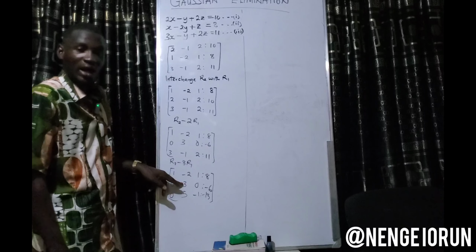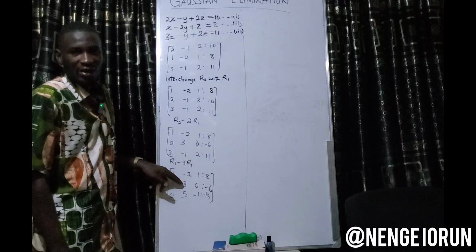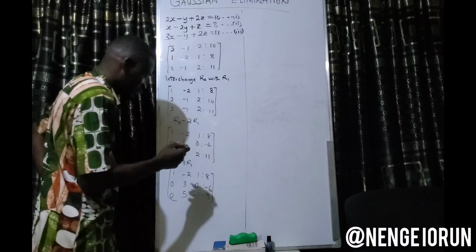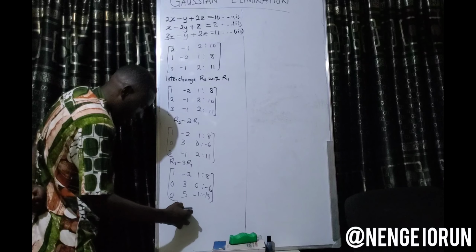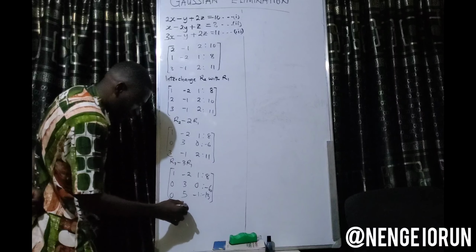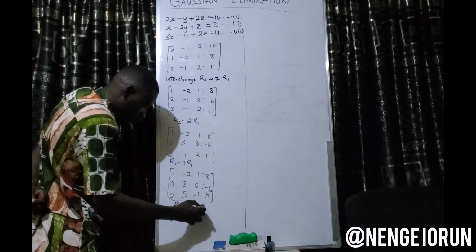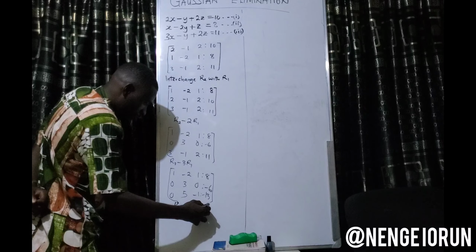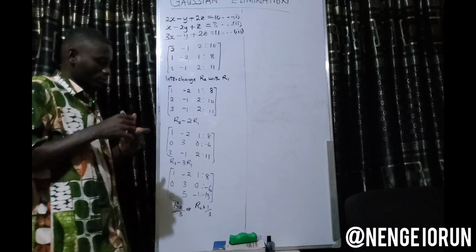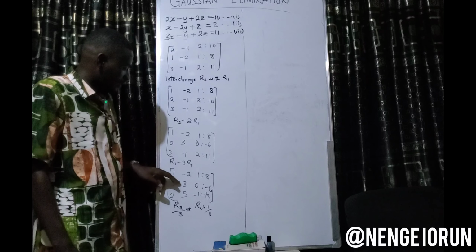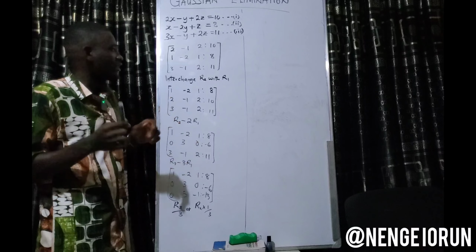Now to make this one 1, you divide everything here by 3. You say that row 2 divided by 3, or row 2 times 1 over 3. Because if you divide 3 by 3, you will have 1. The goal has been achieved.